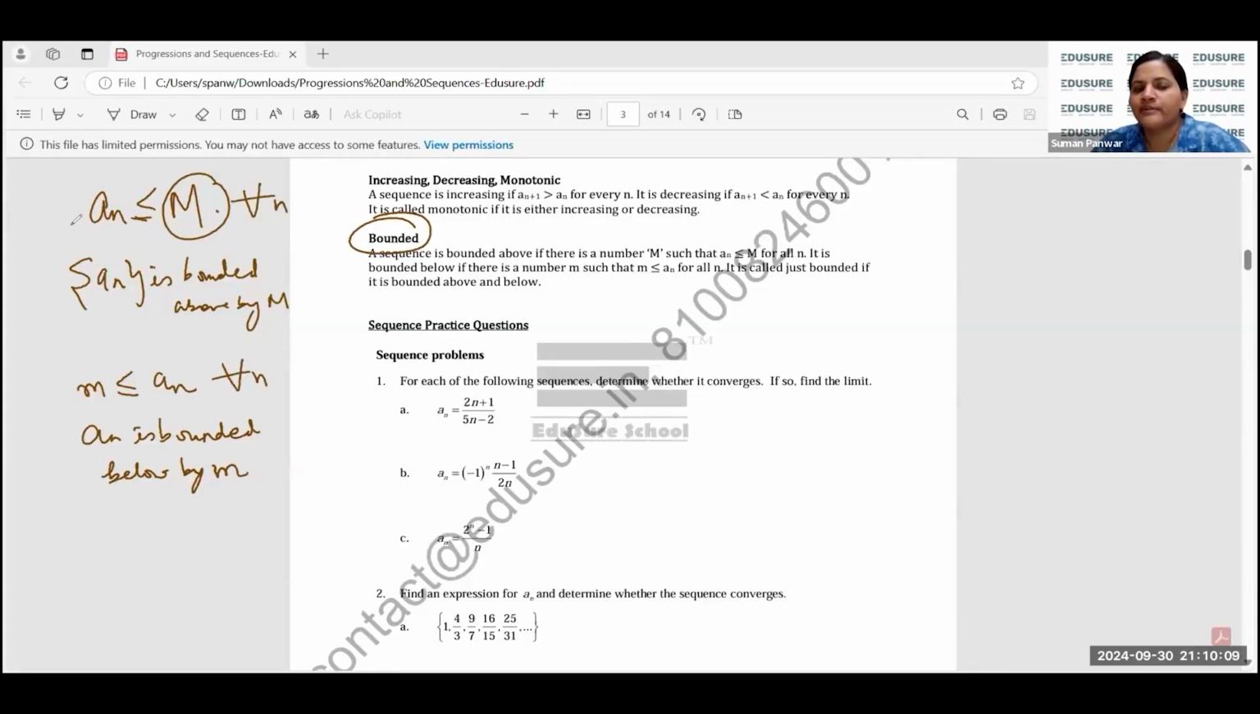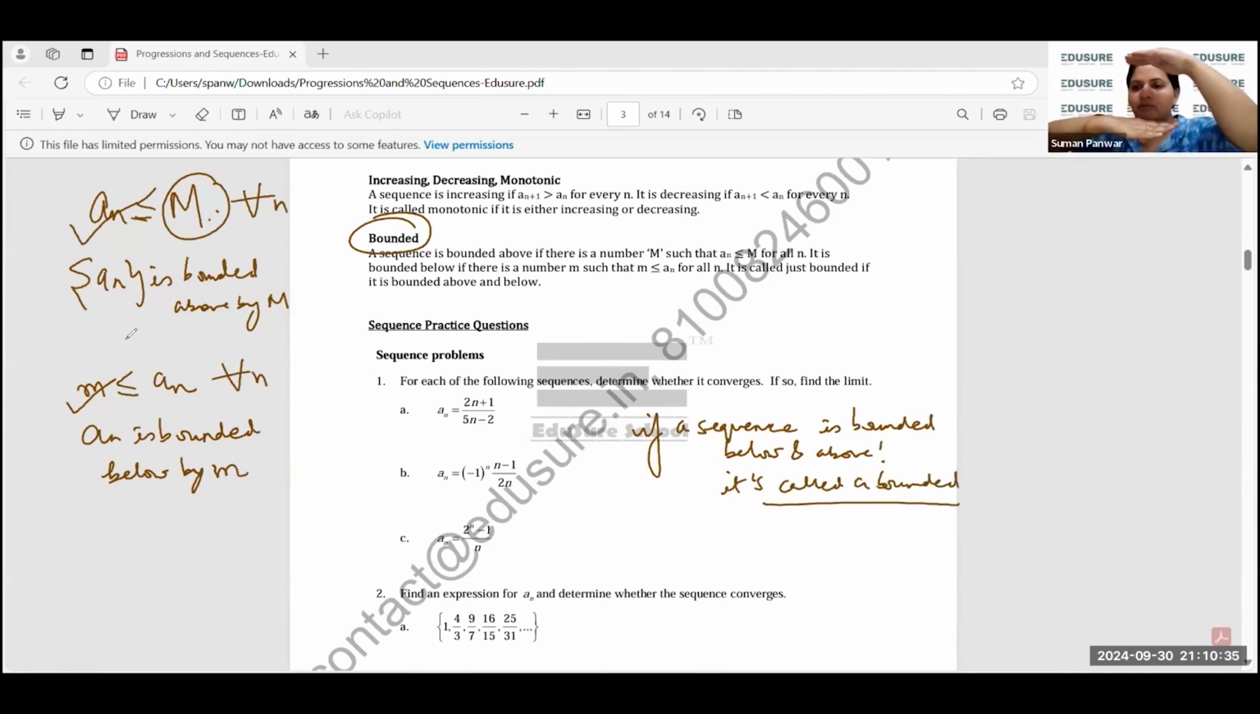Okay. So this is the definition of a bounded above sequence. This is the definition of a bounded below sequence. If a sequence is bounded below and above, it is called a bounded sequence. If a sequence is bounded from above and also bounded from below, that is, the entire sequence lies between these two boundaries, in that case we say that the sequence is bounded.